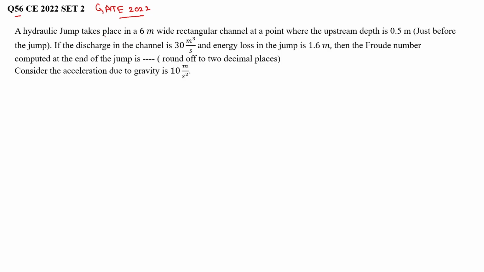Okay, so the question is as follows: a hydraulic jump takes place in a 6-meter wide rectangular channel at a point where the upstream depth is 0.5 meters. It can be denoted as y1, which means the depth before the jump, or as they mentioned in the question, just before the jump. If the discharge in the channel is 30 meter cube per second and the energy loss is delta E, and the discharge is Q, then the Froude number computed at the end of the jump.